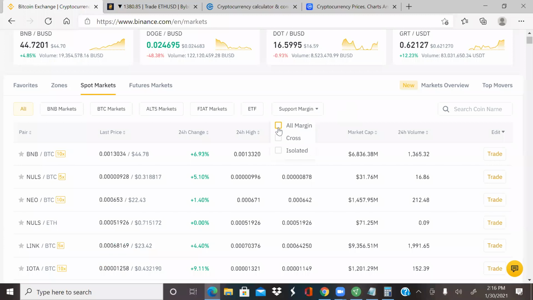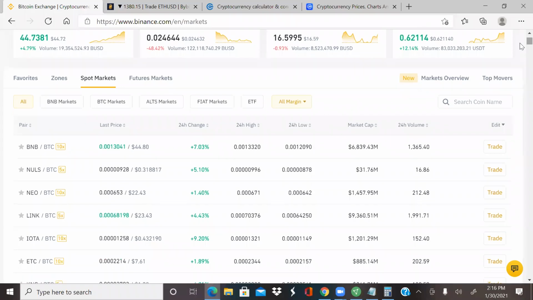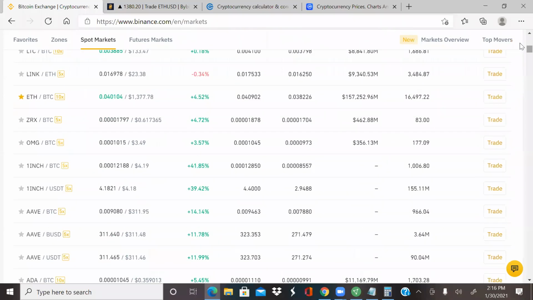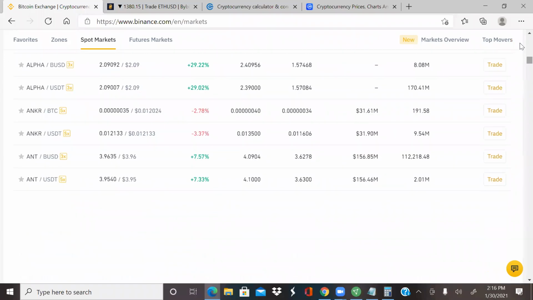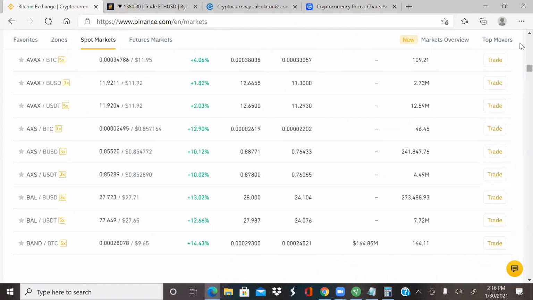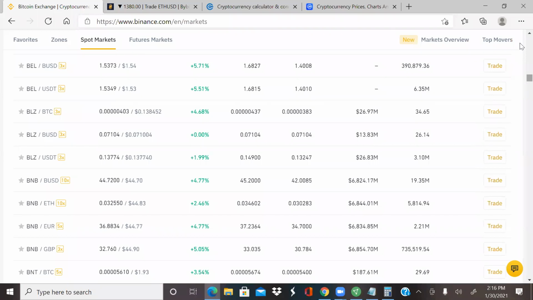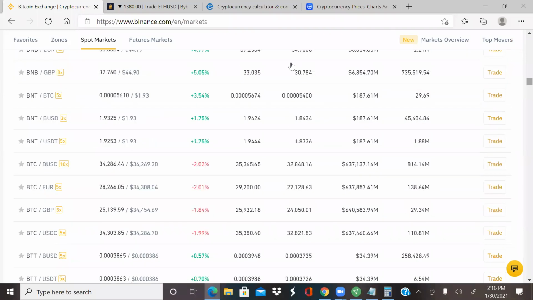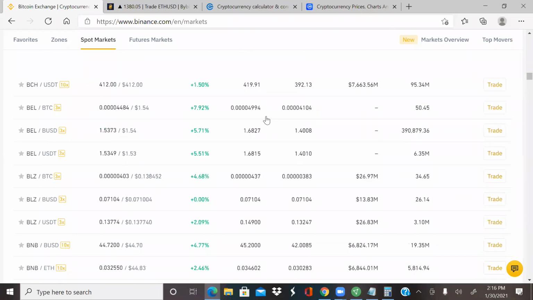You click on All margin. When I click on All margin, it changes everything. All the coins you see now, that means you can margin trade them. As you can see, you can margin trade all these coins; this one has 3x and so on. That means you can margin trade all of them.